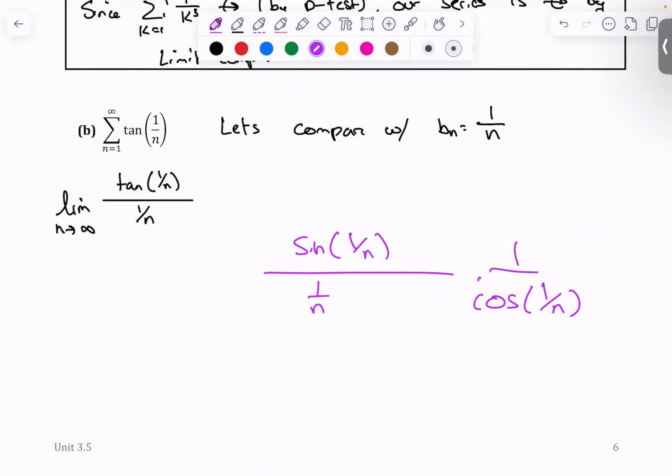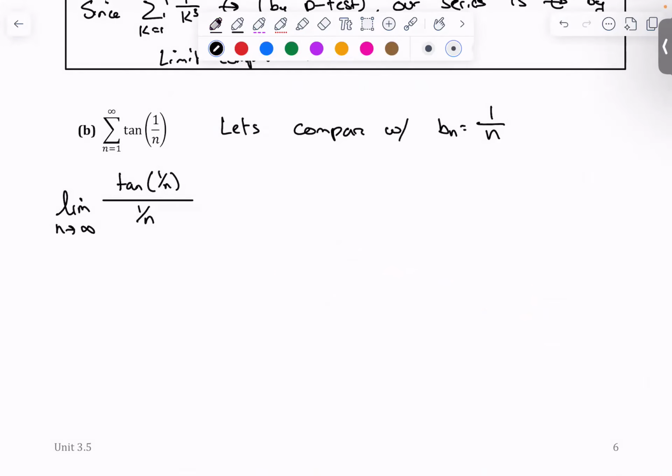So you could also use L'Hopital's rule. Let's go ahead and practice L'Hopital's rule because I haven't really tested it out in this one. So, wait a minute. That'll just make it worse, won't it? Maybe. No. Wait. Maybe. What happens? Let's just test it out.